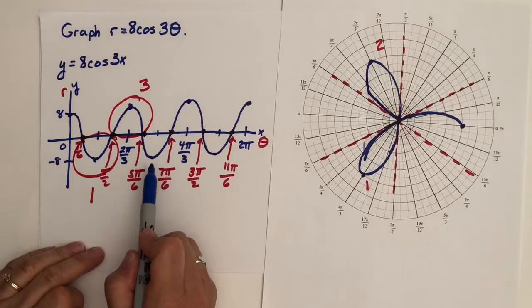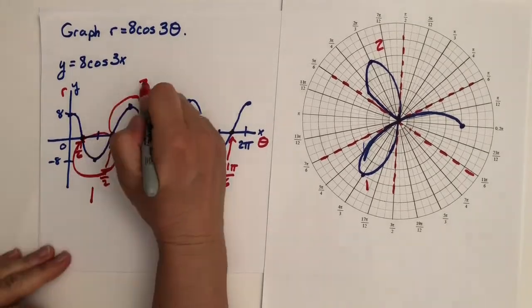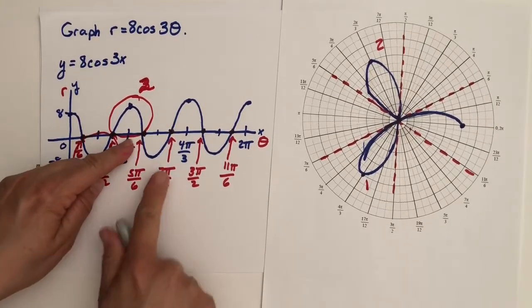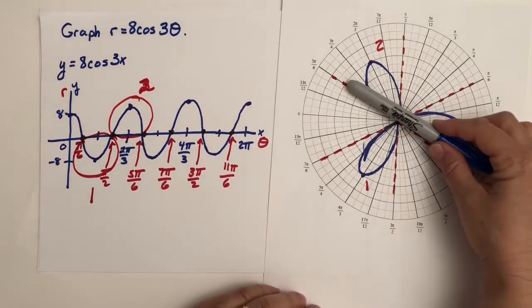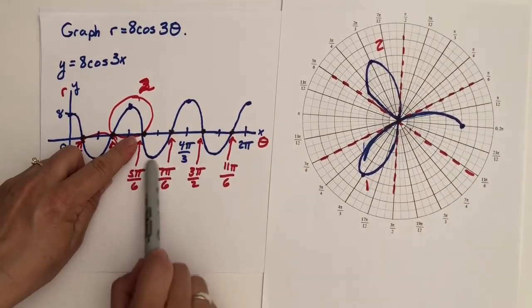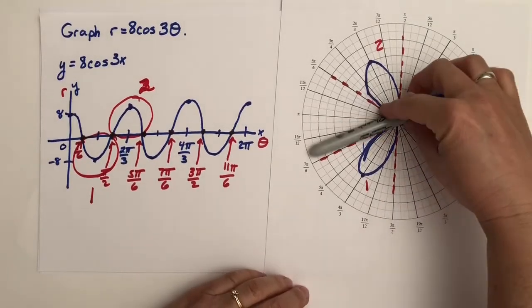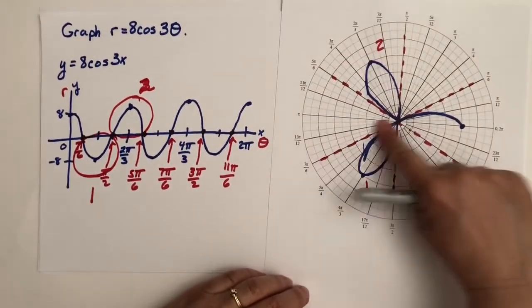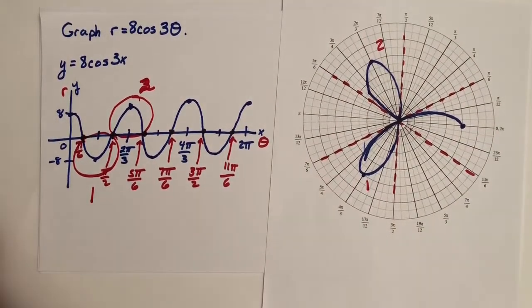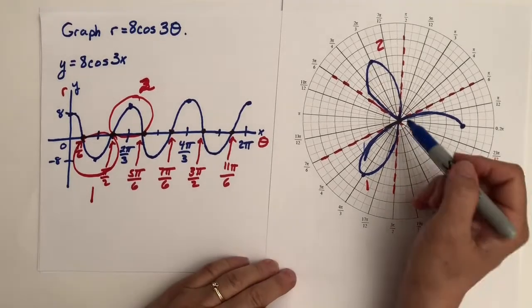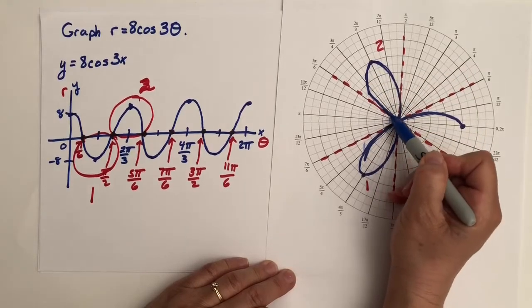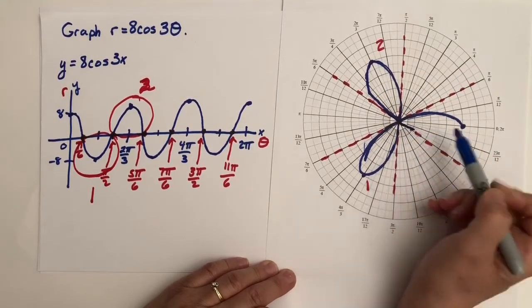Now petal, I said 2, but I wrote a 3. That's petal 2. From 5 pi over 6 to 7 pi over 6, so we're talking about from here to here. Notice our R values are negative. So from 5 pi over 6 to 7 pi over 6, we go across the pole, across the graph to the other side. We're over here. So as I came down, my graph went up here and came down. It crosses through, and now I'm over here.